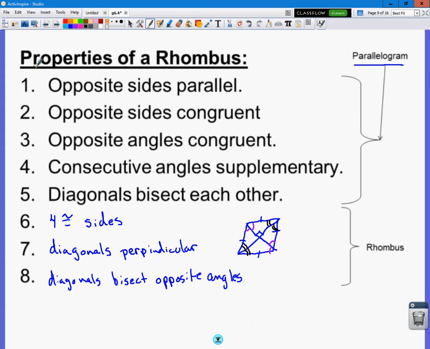So we have the 5 properties of a parallelogram, and we have 3 additional properties for the rhombus. It will create 4 congruent sides. The diagonals will be perpendicular. In other words, they'll meet to form a 90-degree angle. And the diagonals will bisect the opposite angles. Everybody good so far? Can I go forward?